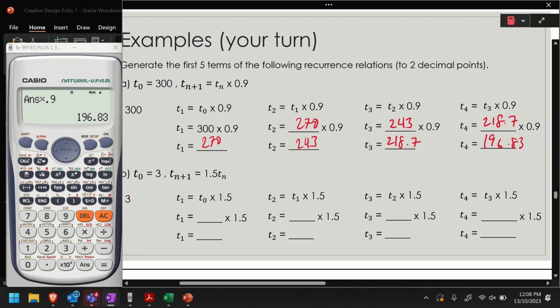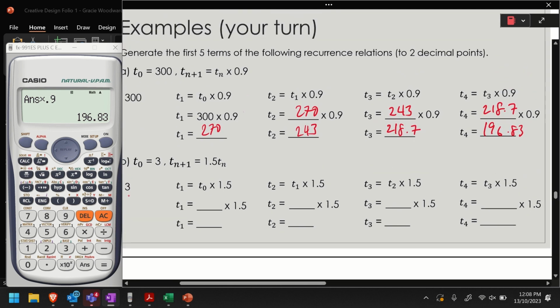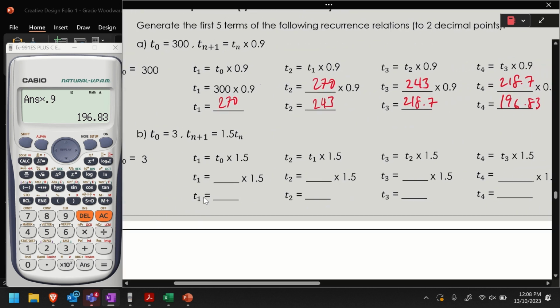Abby, are these what you got? Are these the same numbers you got? Easy. I don't know, figure it out. Nah, I'll tell you in a second. Just wait. Alright, shh. Next one.